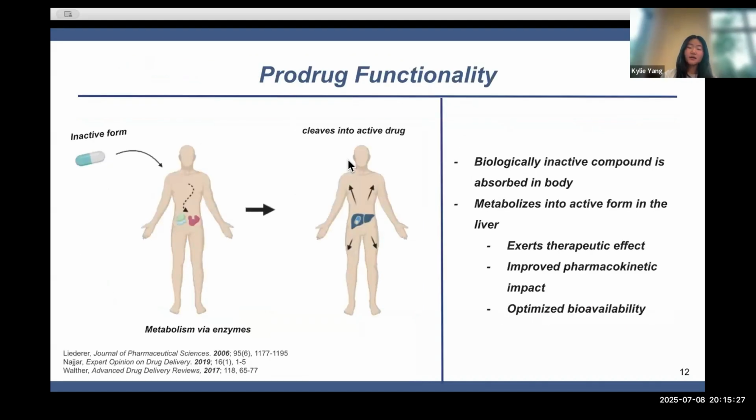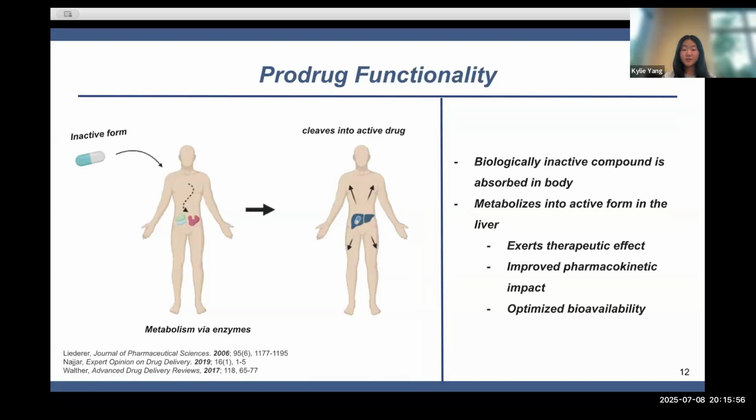So expanding on what I mentioned earlier, prodrugs are inactive compounds that are metabolized, often in the liver, and are cleaved into their active form, usually through enzymatic reactions by esterases. They're designed to remain chemically stable as they're metabolized and as they pass through the gastrointestinal tract, also known as the GI tract, and then are delivered to release the active drug.